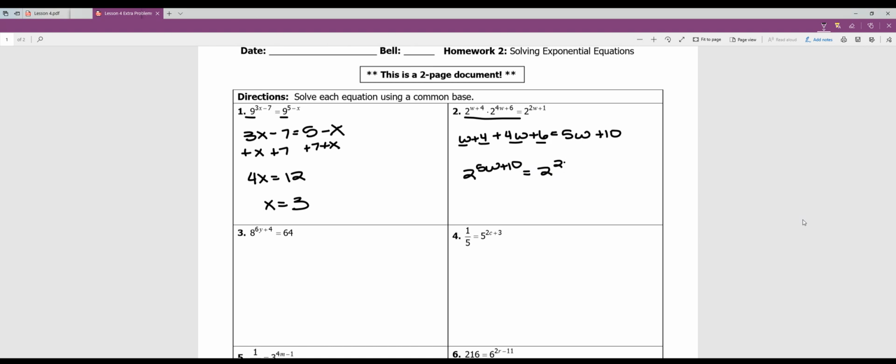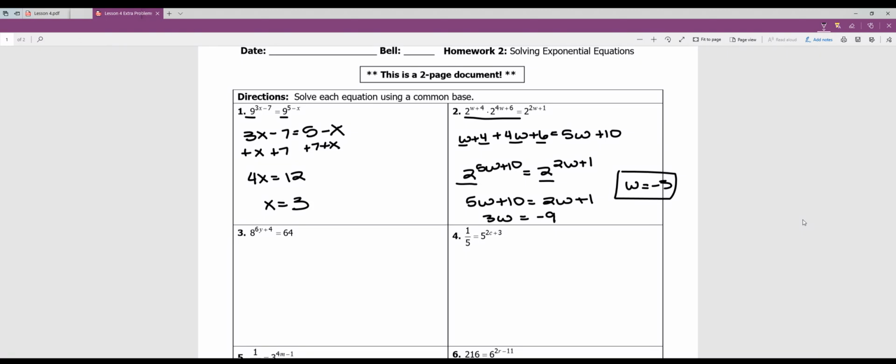So now I can rewrite that, and I have a like base of 2, so I get to set my two exponents equal to each other and solve, and this just becomes a quick little 3-step equation. And for number 2, w is equal to -3.